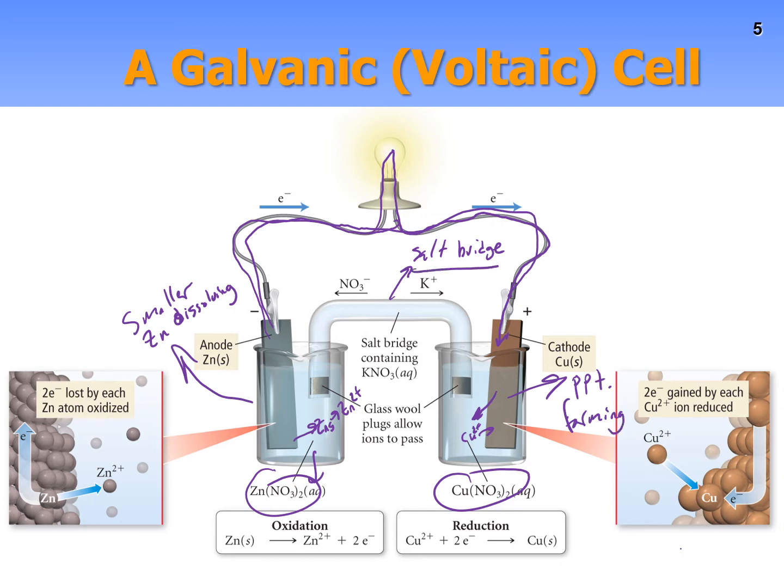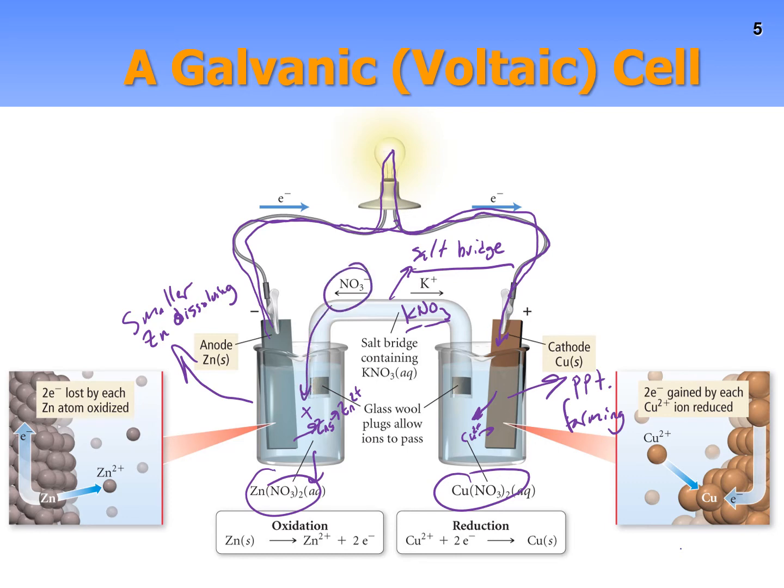Now, the salt bridge does something interesting. Usually we have KNO3 in our salt bridge, or really any nitrate and alkali metal in the salt bridge. And what this allows is the ions, every time we form a plus charge over here, a nitrate moves in to keep the charge balanced.